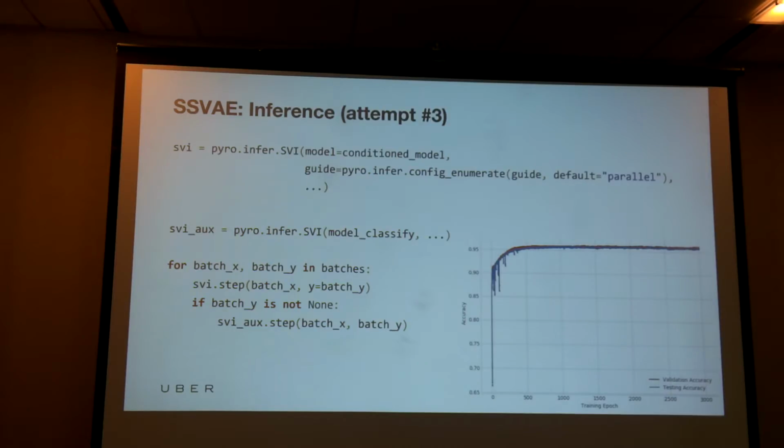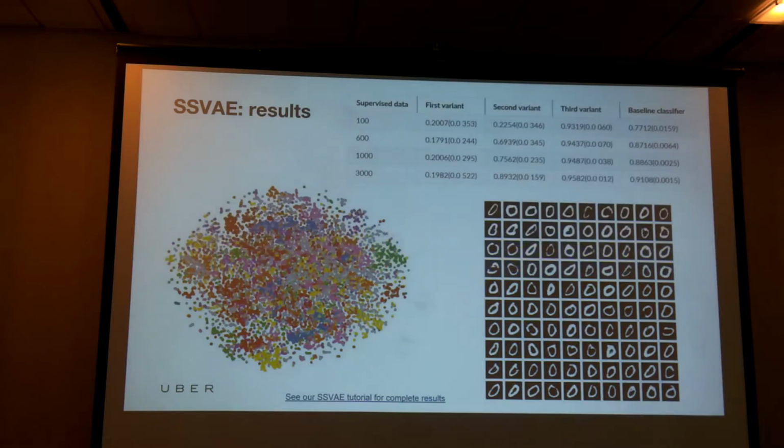But remember that we're only working with maybe a few hundred or 1,000 actual class labels here, so it's not the full label data set. So it's pretty cool that even though we didn't have labels for the full data set, we still have a classifier with calibrated uncertainty that's doing a pretty good job of guessing the class of the digit.